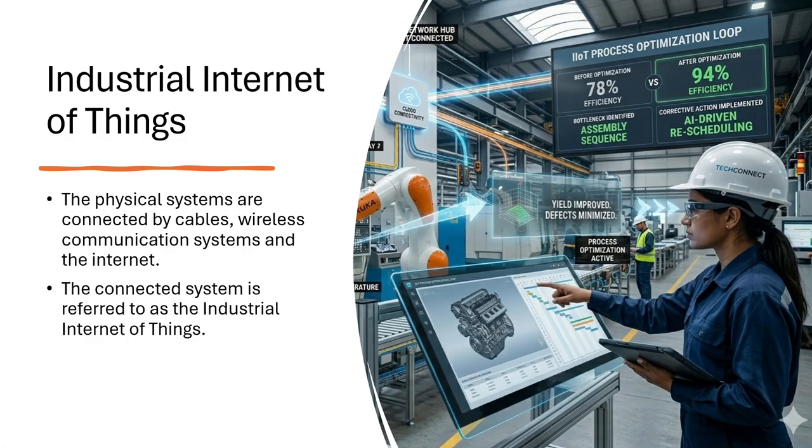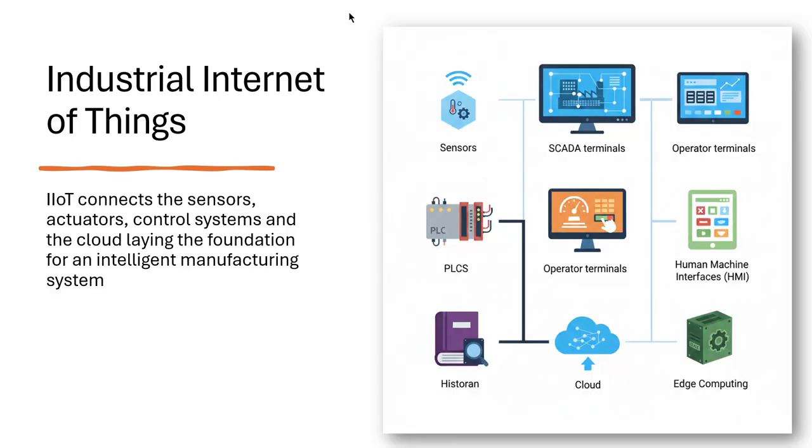The Industrial Internet of Things is the technology that connects the physical systems using cables, wireless communication systems, and the Internet. The connected system is referred to as the Industrial Internet of Things. The IIoT connects the sensors and actuators with the controlling systems, such as the programmable logic controllers, the supervised control and data acquisition systems, the human machine interfaces, and the edge computing environment.